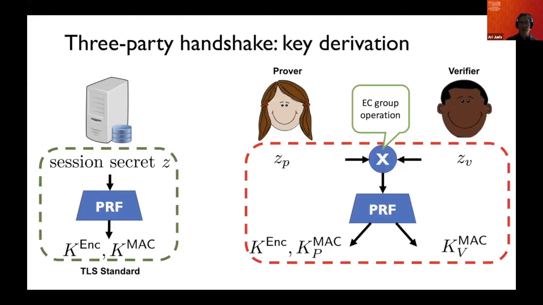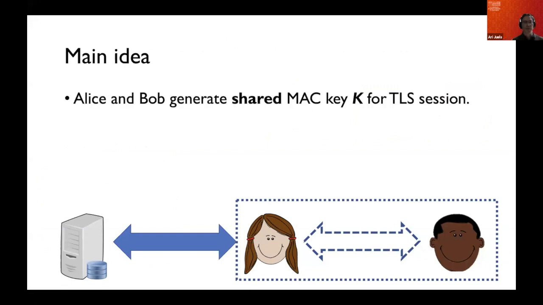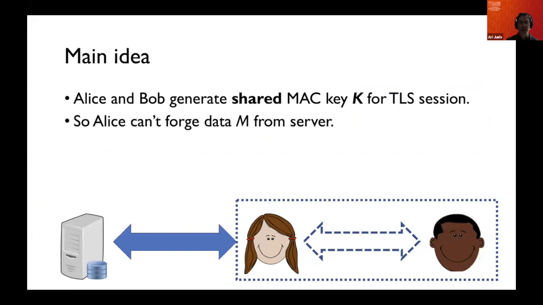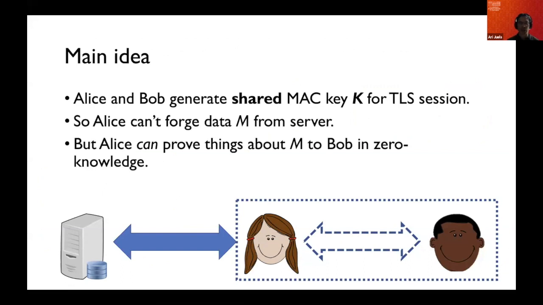The meat of Deco, the innovation as it were, is a secure two-party computation that takes this shared private key that the prover and verifier, Alice and Bob, now have, and converts it into a shared MAC key. This is where a lot of the novel techniques in the paper come into play, including a combination of binary and arithmetic circuits and a way of converting an EC group-based sharing of the private key into an additive sharing in the underlying field. But I won't get into details. The important point is that Alice and Bob share this MAC key for the TLS session, so Alice can't forge data from the server, but she can prove things about the data to Bob in zero knowledge.